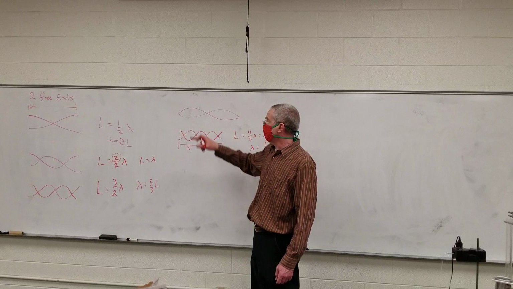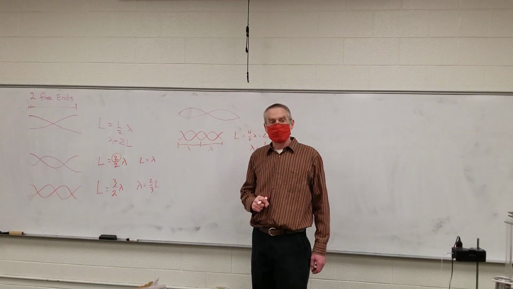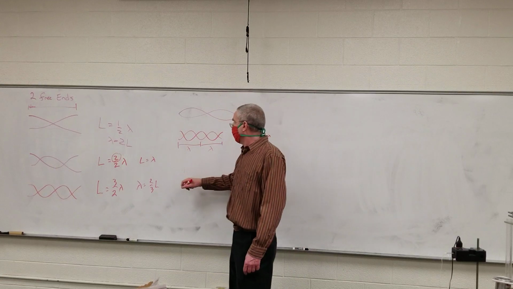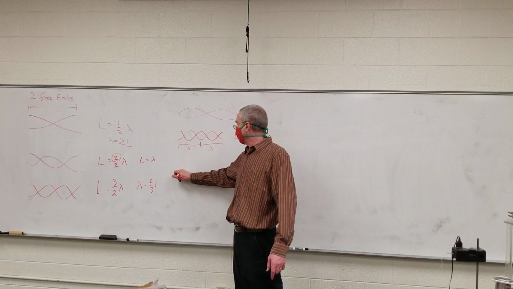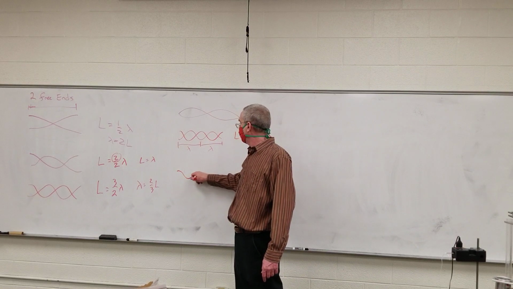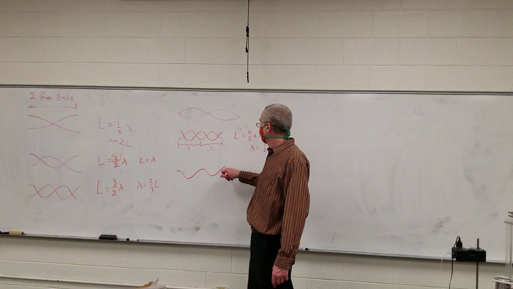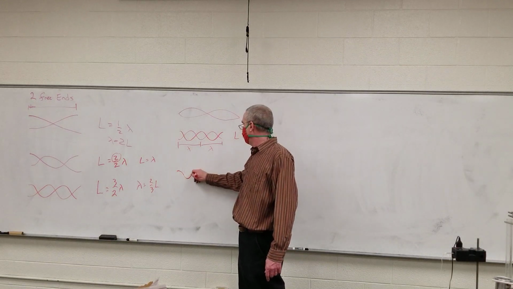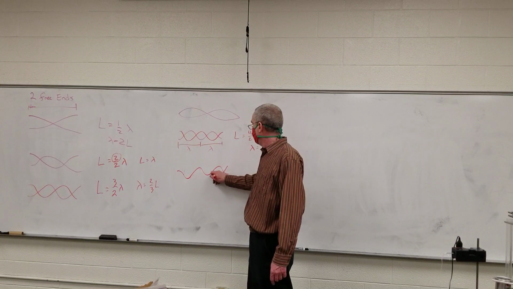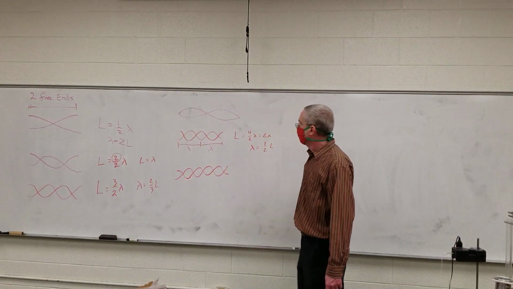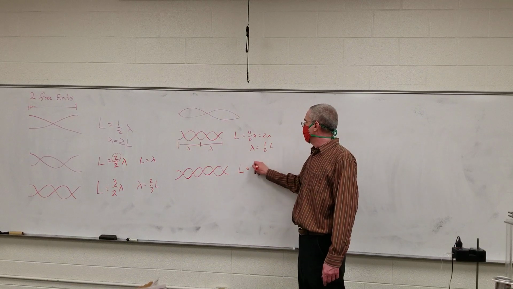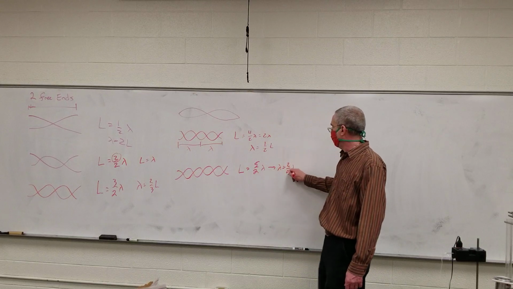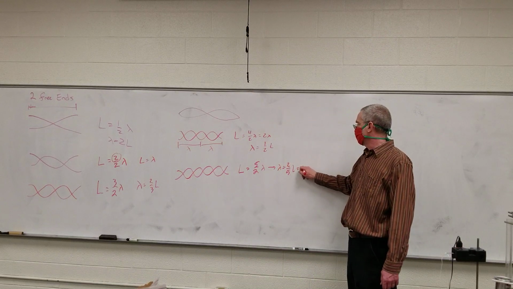This is the 4th harmonic. Okay. We're going to do 5 harmonics because we can get 5 harmonics off of this. And then the last one that we can get off that easily. So L is equal to 5 halves the wavelength, or the wavelength is equal to 2/5 L, or for the decimal fans, 0.4 L.